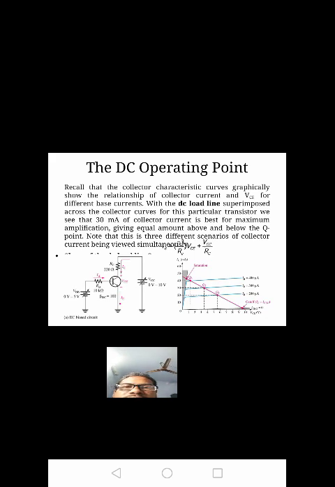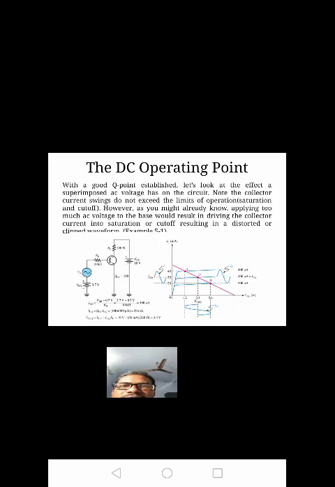Note that these are three different scenarios of collector current being viewed simultaneously. Here we are observing the load line equation, minus 1 by RC into VC plus VCC by RC. We can identify that the suitable Q point is Q2, at 30 milliamperes only. The next topic we are discussing next time. Here, with a good Q point established at 30 milliamperes, we are identifying the Q point.